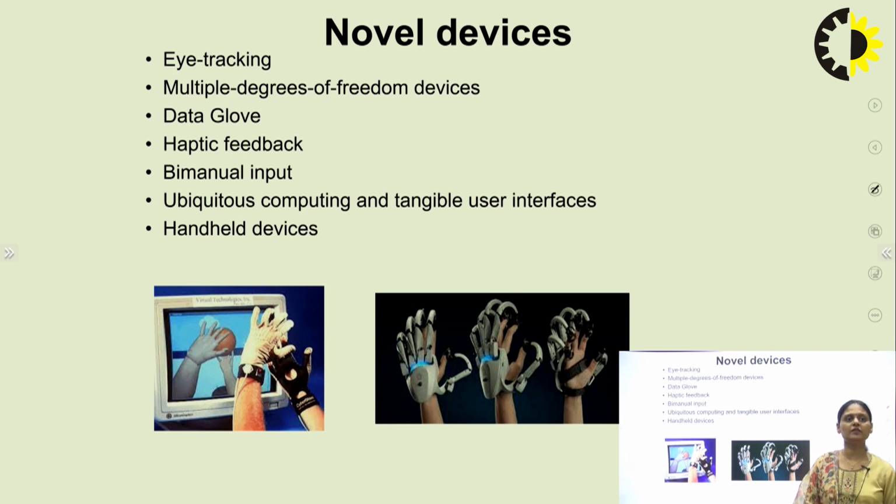Similarly, haptic feedback is there. This screen is showing that we can do haptic feedback through the use of our palms. So bimanual input is there, ubiquitous computing is there. All these novel devices are there in the market. Research is going on, they exist, but obviously have some constraints right now. But again, it is a matter of research and things are improving day by day.